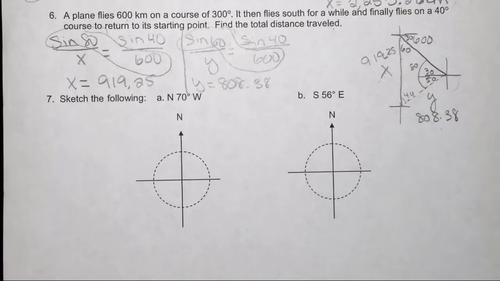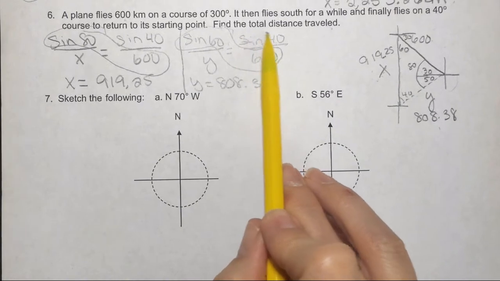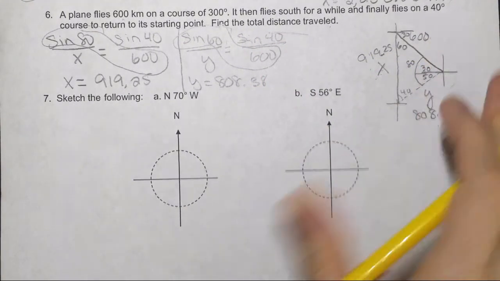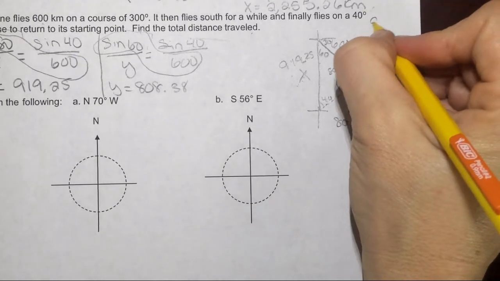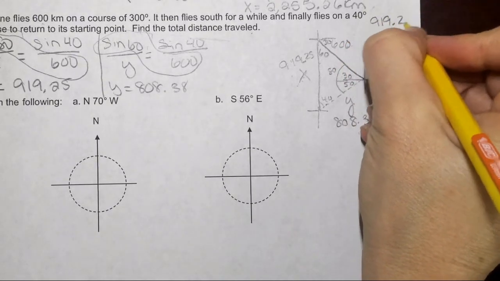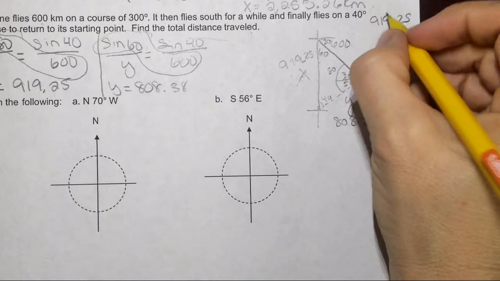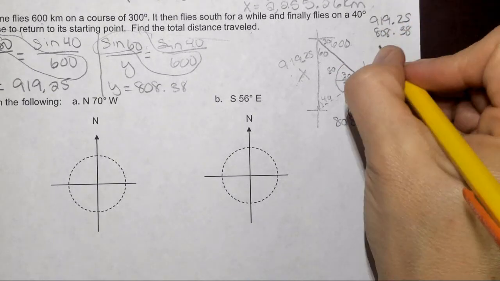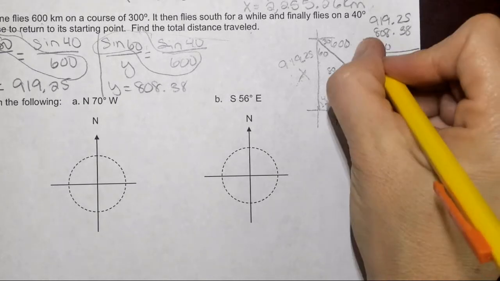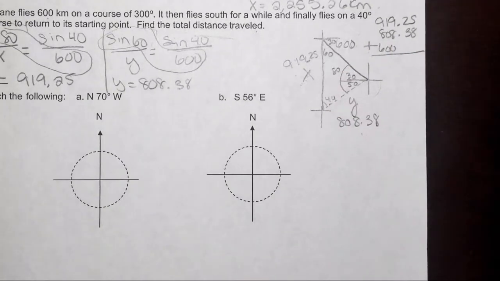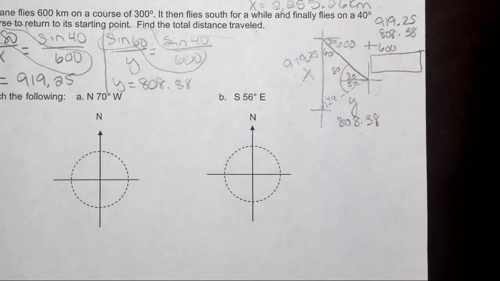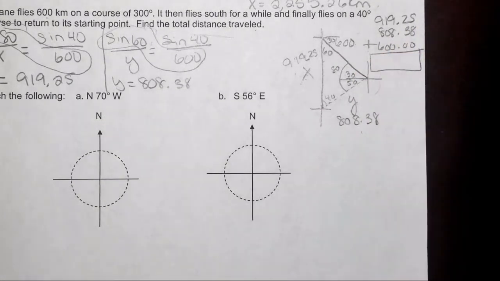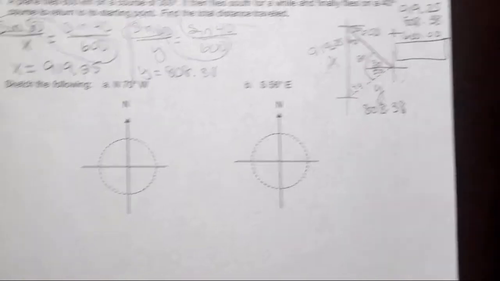Okay, let's go back and look at the question they asked. They want me to find the total distance. So that means I have to take all three of these numbers and add them up. So I'm going to have 919.25, 808.38 and 600, and we're going to add all those up. And I will let you finish that part on your own. There's no reason that you can't sit there and add three numbers for me. So that part I'll let you finish.